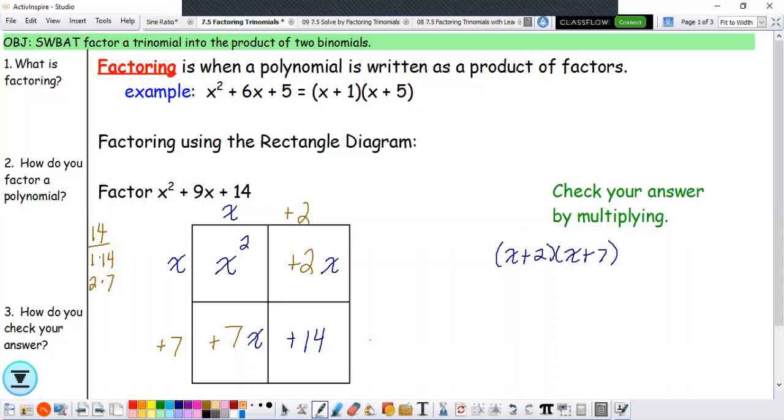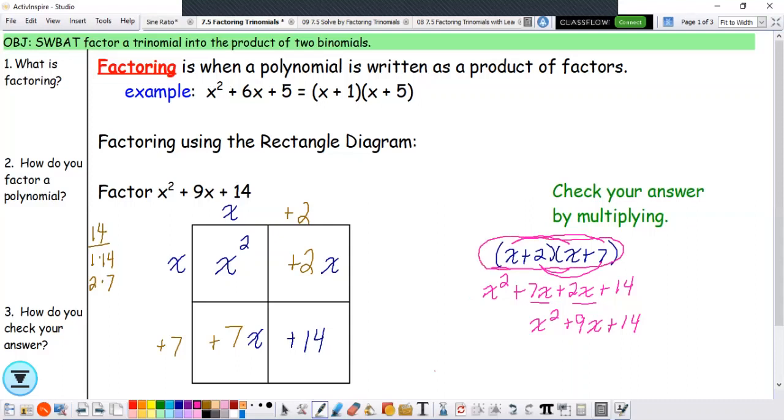But I can always use the distributive property on my answer to check to see if I have factored it correctly as well. So x times x is x squared. x times 7 is 7x. 2 times x is 2x. And 2 times 7 is 14. We have the like terms in the middle. So we have x squared plus 9x plus 14. And if I go back and check, that is the trinomial that I wanted to factor. So my final answer is x plus 2 times x plus 7.